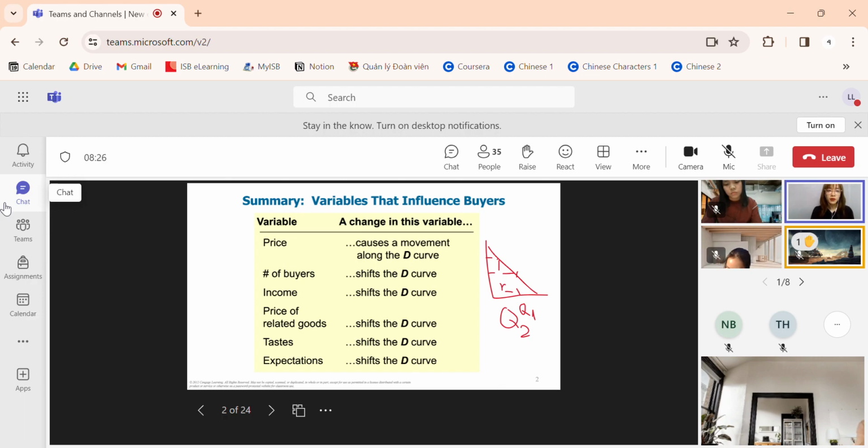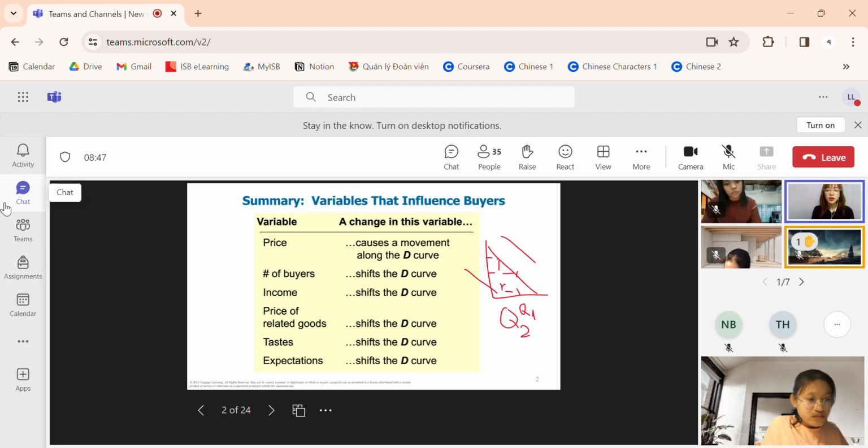But a shift is different. A shift means that we don't change the price, but there are some other variables that increase or decrease your consumption of that product. So the curve will shift. Shift means it can move to a right position or left position. It depends on the force.